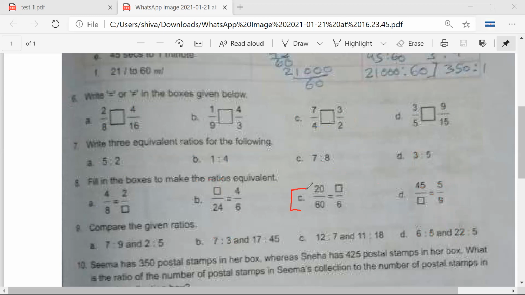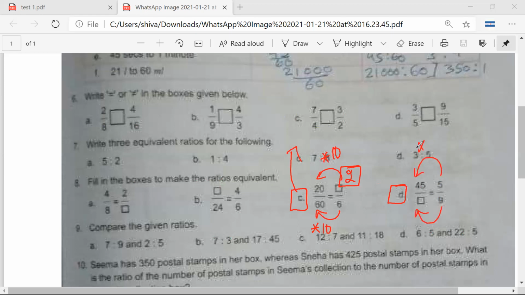Great, sir. Mr. Sarthak, C part. So 6 into 10 is 60. Therefore, something into 10 should be 20. And that something is 2. Mr. Satya, is it okay? Yes. Mr. Satya, what is the answer for D?